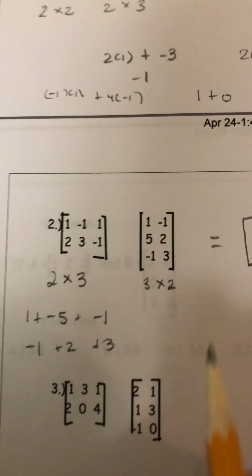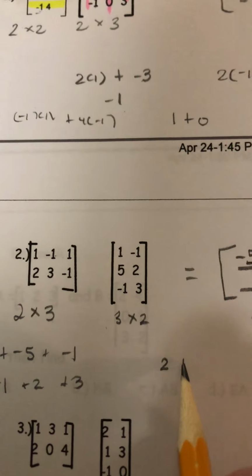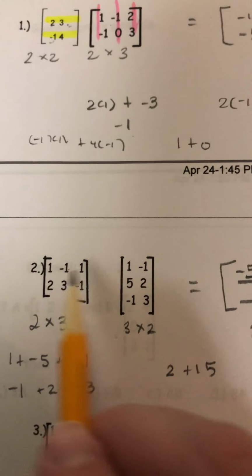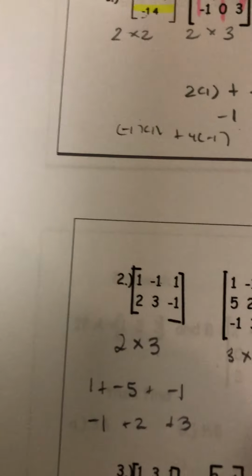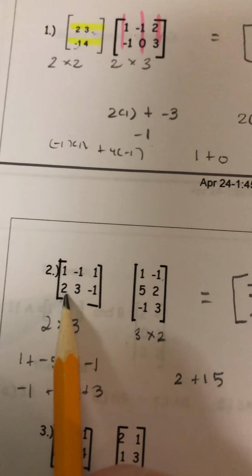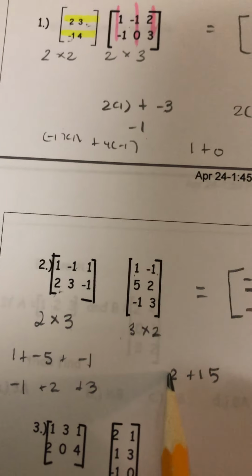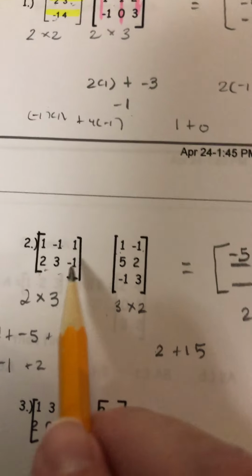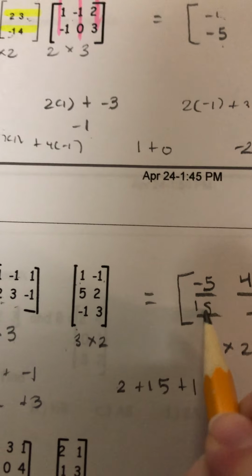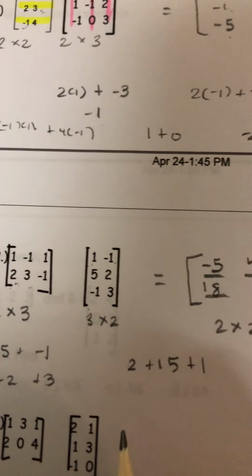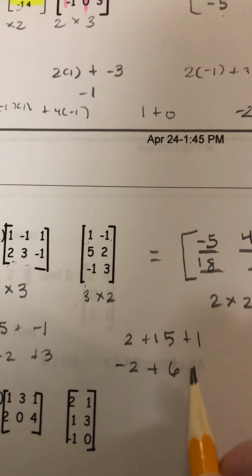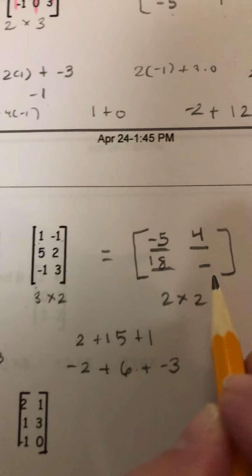Row 2 now. 2 times 1 is 2. 3 times 5 is 15. Uh-oh, I think my eyes just wandered. 1 times 1 is, yeah, I did. I guess I can finish it off. 2 times 2, no, I was right. 2 times 1 is 2. 3 times 5 is 15. Negative 1 times negative 1 is 1. So I'll get 18. And last one, 2 times negative 1 is negative 2. 3 times 2 is 6. Negative 1 times 3 is negative 3. So I'll get 1.